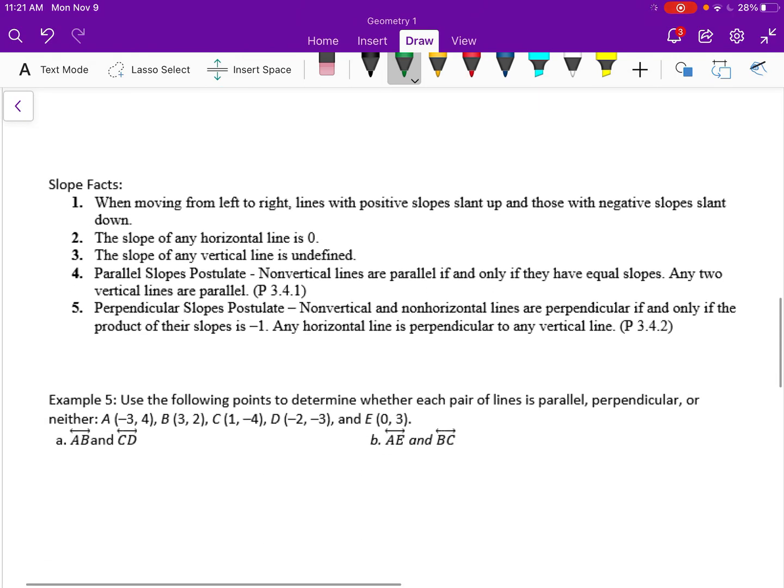Some facts about slope. When moving from left to right, lines with positive slopes slant up. So going from left to right, this one would have a positive slope. It goes up left to right, and negative slope goes down left to right. The slope of a horizontal line is 0. The slope of a vertical line is undefined.